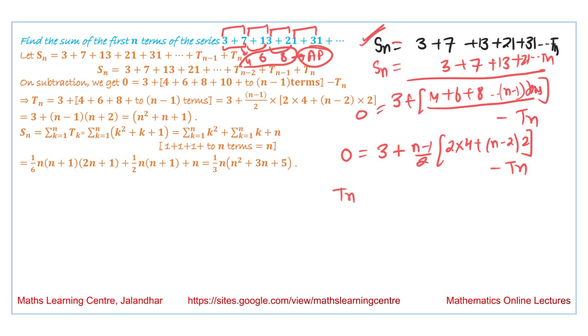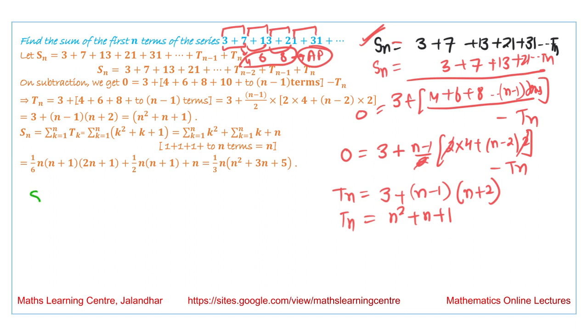So the value of Tn we get is 3 plus, from here this 2 gets cancelled, and we are left with (n minus 1) into (n plus 2), and on solving this we obtain Tn is equal to n square plus n plus 1.